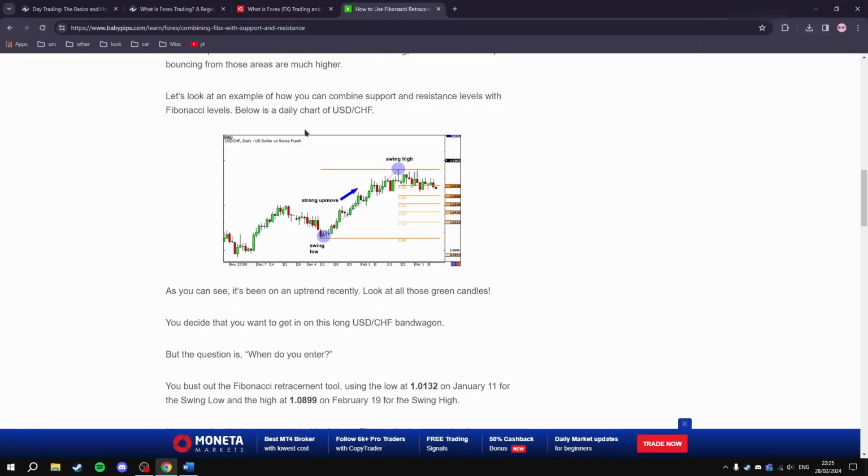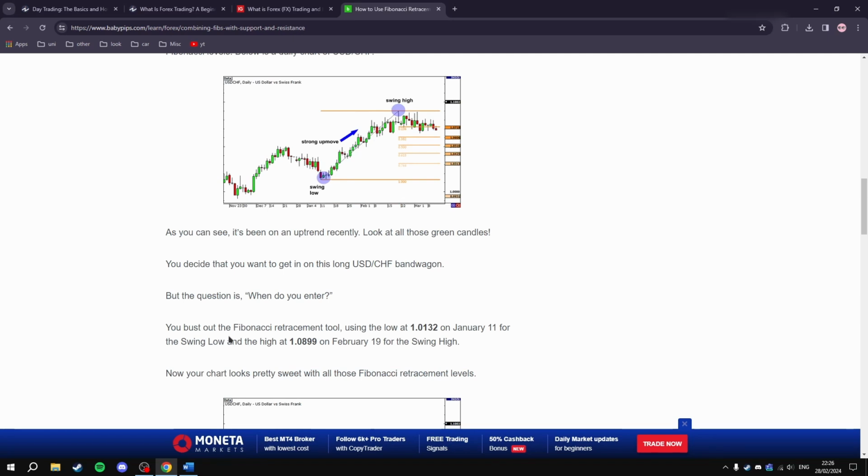Let's take a look at an example of how you can combine support and resistance levels with Fibonacci levels. Below is a daily chart of the USD CHF. As you can see, it's been on an uptrend recently. Look at all those green candles. You decide you want to get in on this long USD CHF bandwagon. But the question is, when do you enter?